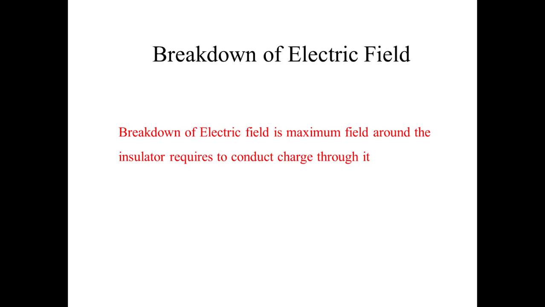Now I am giving the definition for breakdown of electric field. Breakdown of electric field is the maximum field around the insulator required to conduct charge through it. That means the insulator breaks down. So this is the total description about the insulator or dielectric.